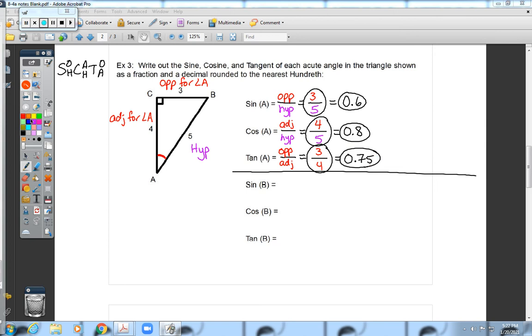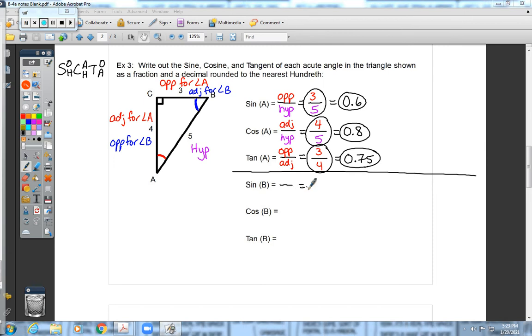Now what happens here, what's tricky about this is when we turn our attention to angle B, we have to reconsider our labels. The hypotenuse is still the hypotenuse. That has not changed. But if we're working with angle B, then 4 is now our opposite side. And 3 is now our adjacent side. So when we go to do these trig ratios, our answers are going to be a little bit different, although related. So sine is opposite over hypotenuse.